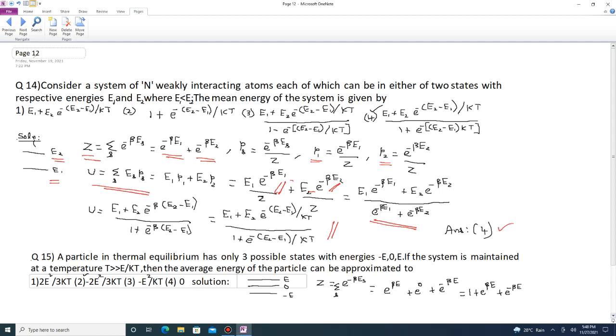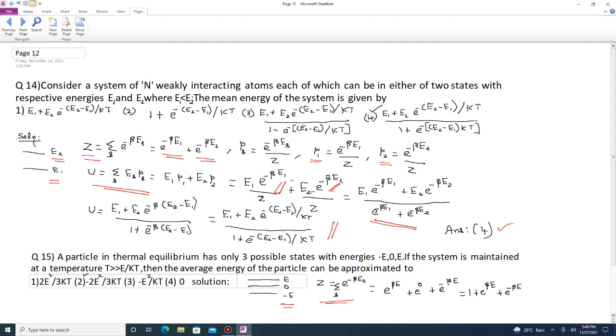Next problem, question number 15. A particle is in thermal equilibrium which has 3 possible states of energy minus E, 0, E. If the system is maintained at temperature T greater than E by Kt, the average energy of the particle can be approximated to. So in this problem, the energy levels are minus E, 0, E.